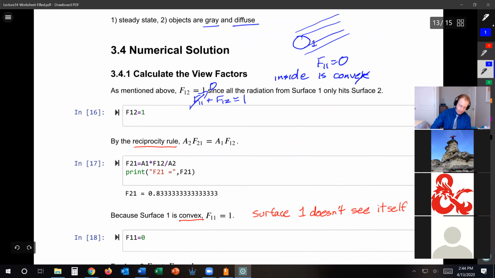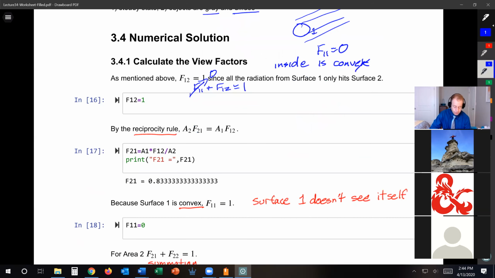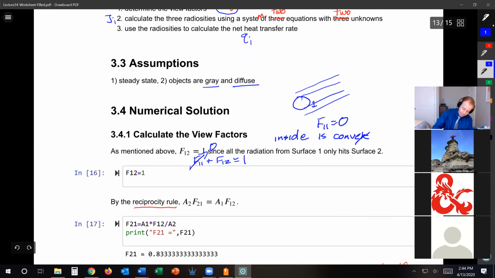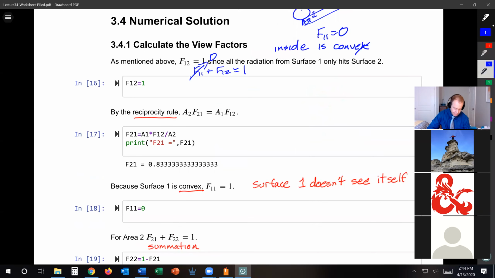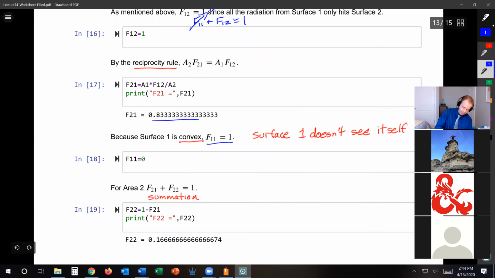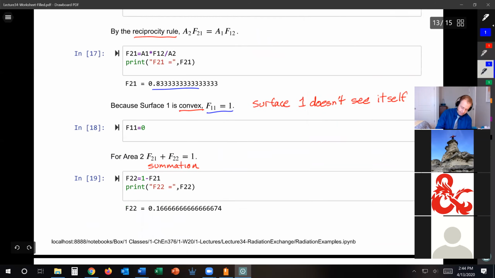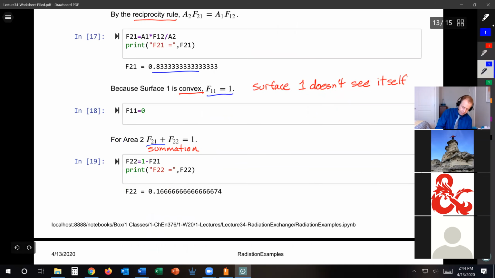I can then use reciprocity to get F21. Remember the outside one, some of it's going to be hitting itself on the other side of the pipe, and some of it's going to be hitting area 1. And it comes out to be this. Most of it's hitting the other pipe at 83%. I already kind of said F12 equals 0, F11 equals 0, and then I use the last summation to get F22. So now I've got all the view factors. That's step 1.